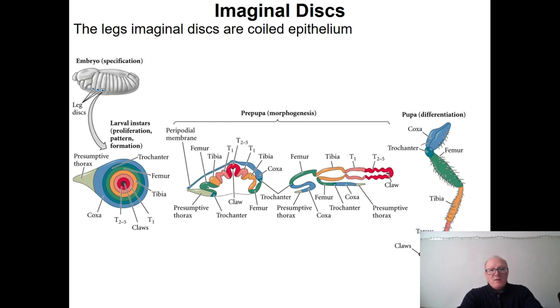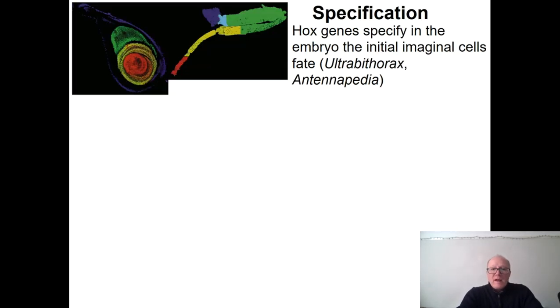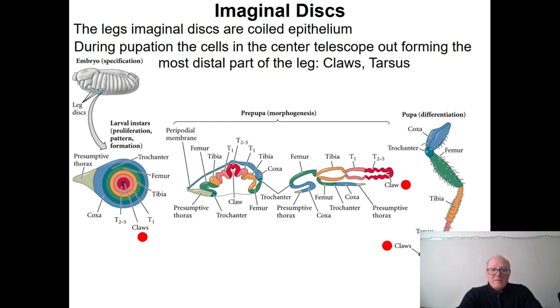structures are telescoping out, they form different parts of the organs, in this case the leg. The central part of the spiral telescoping out will become the most distal part of the organ, in this case the claw and tarsus, while, for example, the most outer part of the spiral will become the most proximal part of the organ, in this case the coxa and the trochanter.